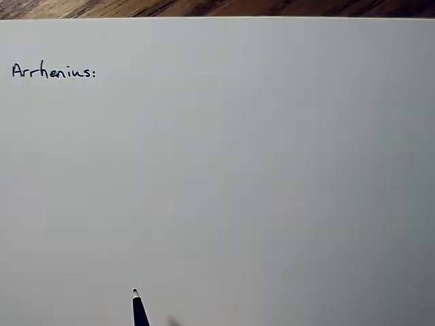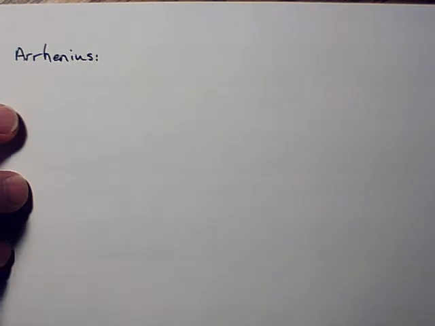So Arrhenius, by the way, was a contemporary, meaning he lived about the same time as both Bronsted and Lowry. They were all around the same time. They just came up with different definitions of acids and bases. But Arrhenius is the really simple one.